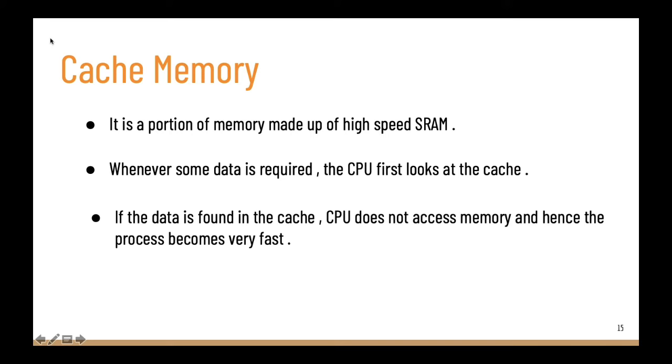If the data is found in the cache, well and good, CPU does not access memory and hence the process becomes fast. So why is it a high speed memory? Because it is located in the CPU and at first CPU will look for the data in the cache. If it finds it in the cache, well and good, and if it does not find in the cache, then only it will look in the memory. But if it finds the required information in the cache, then the access time will be much faster.